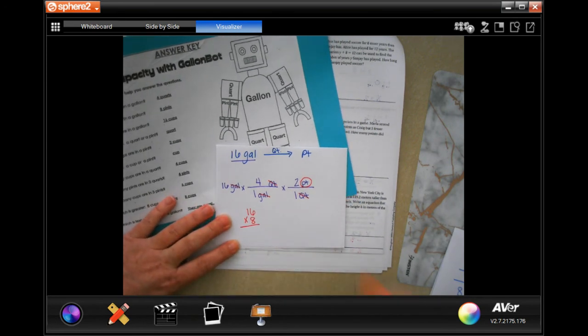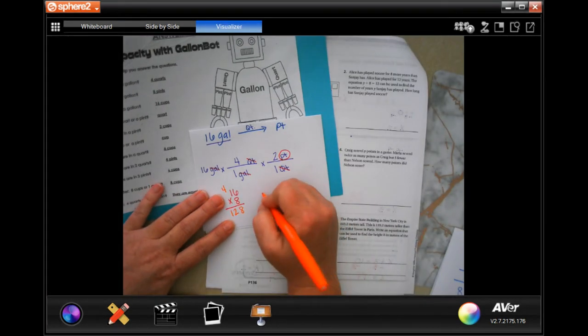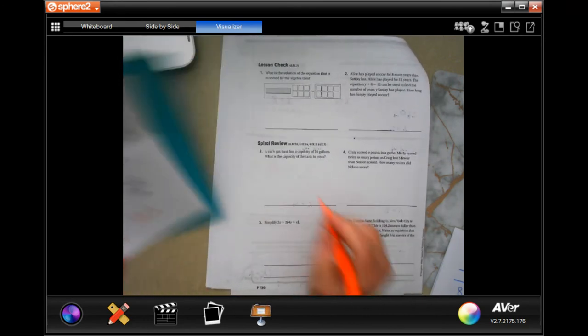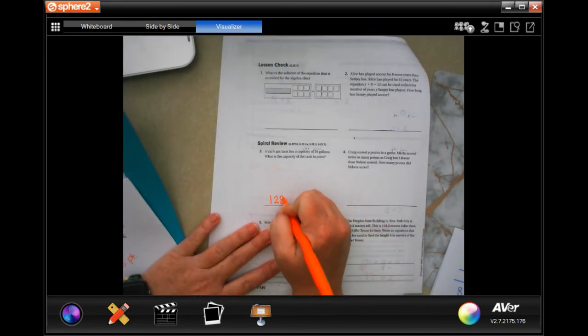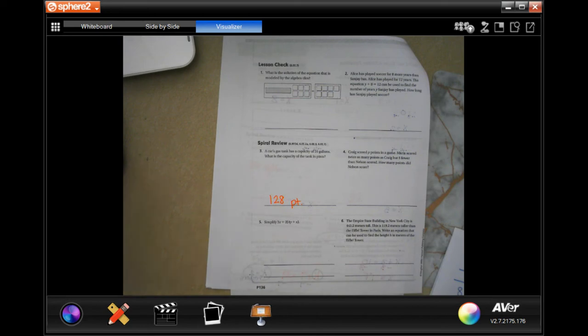Okay, so 6 times 8, 48, carry the 4. 8 times 1 is 8, plus 4 more is 12. So we have 128 pints. Okay, 1, 2, 8 pints. You can write out pints if you want to. I'm just not going to.